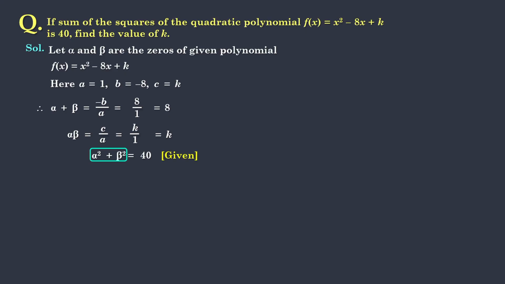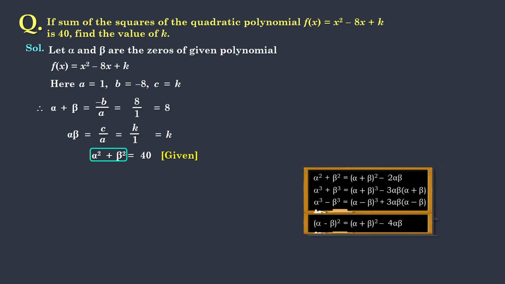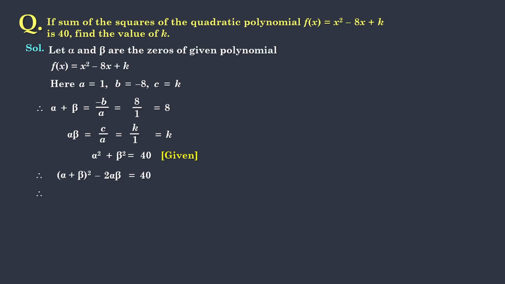Now we use the identity which states that alpha squared plus beta squared is equal to the square of alpha plus beta minus 2 times alpha beta. Substituting the given value, we get the square of alpha plus beta minus 2 times alpha beta equals 40. Since the sum of alpha and beta is 8, its square becomes 64. So the equation becomes 64 minus 2 times k equals 40.